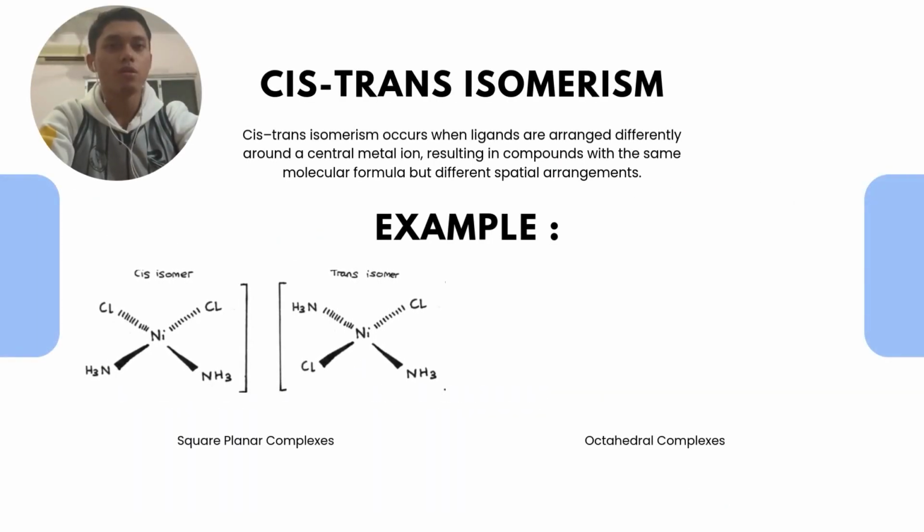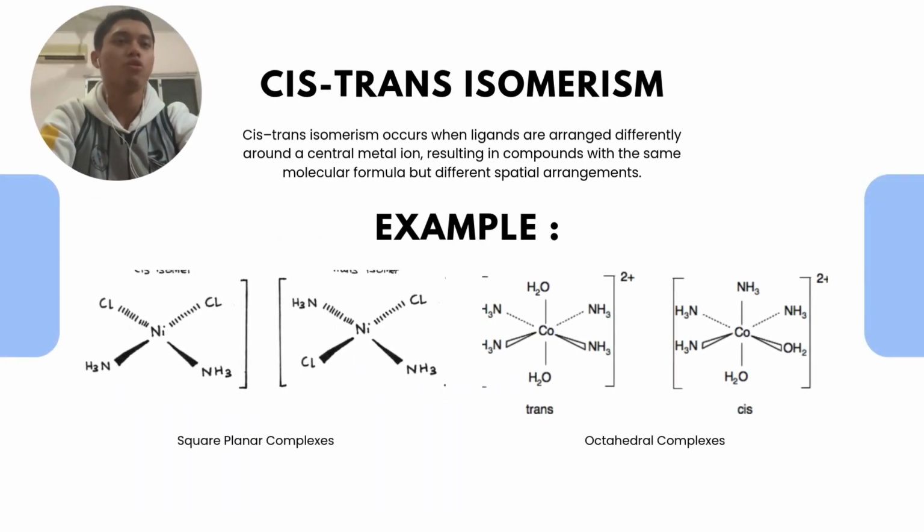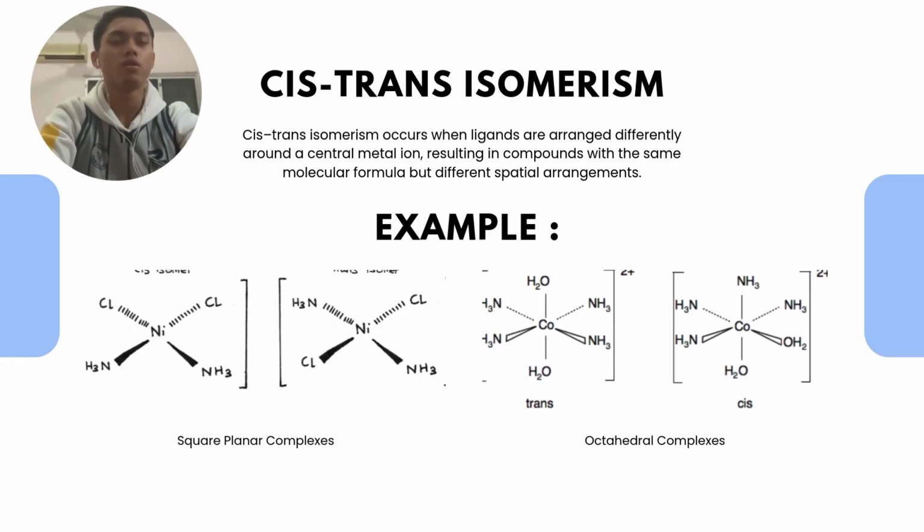Next, I will discuss cis-trans isomerism, which is a type of geometrical isomerism commonly found in coordination compounds. Cis-trans isomerism occurs when ligands are arranged differently around a central metal ion, resulting in compounds with the same molecular formula but different spatial arrangements. These different arrangements lead to distinct physical and chemical properties. For example, square planar and octahedral complexes.